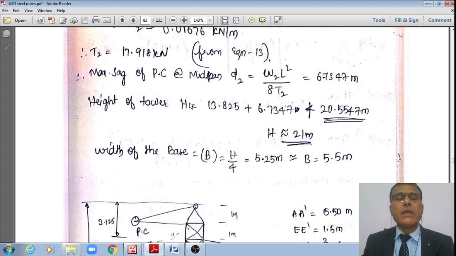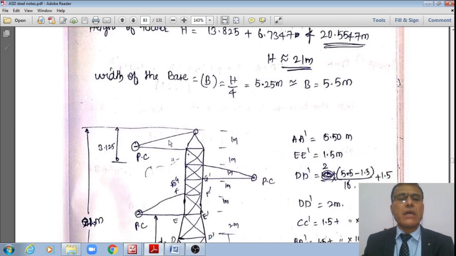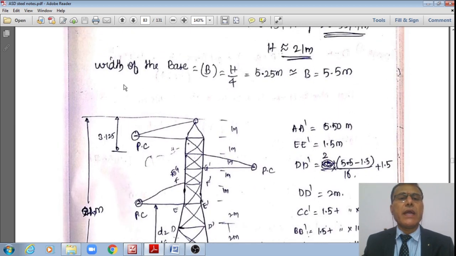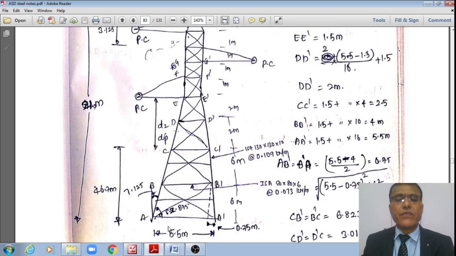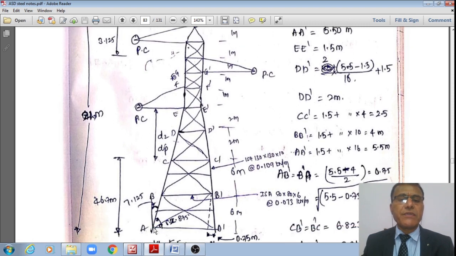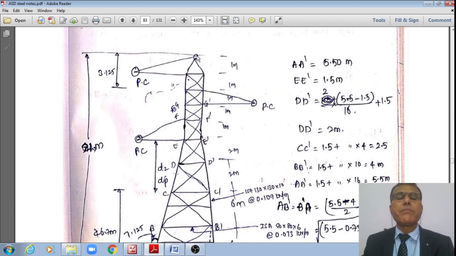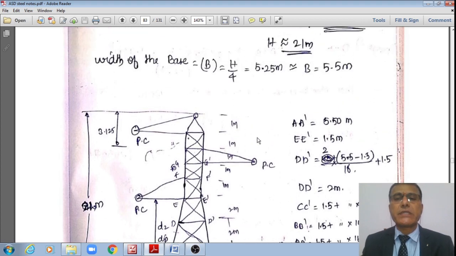If I'm assuming the overall height of this tower as 21 meters, I'll take the width of the base B as h by 4. Therefore, that works out to 5.25 meters, or say I'll adopt 5.5 meters. So our base width is 5.5 meters, and the overall height of this tower, from the ground level to the peak ground wire location, is 21 meters, right?